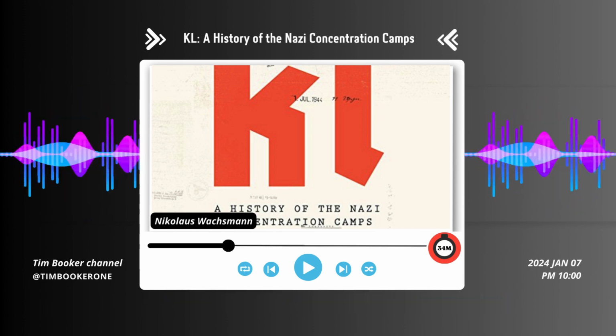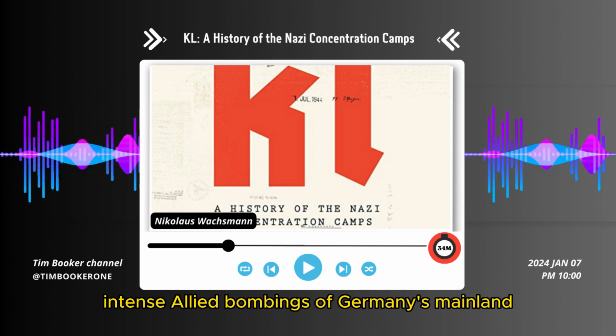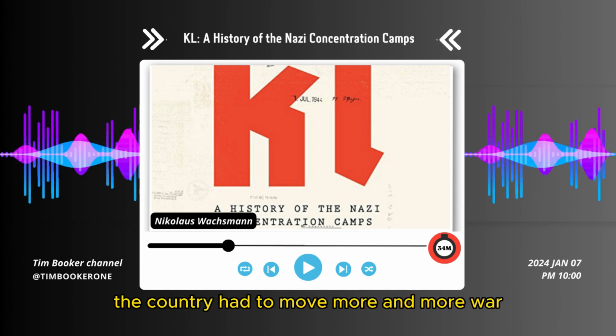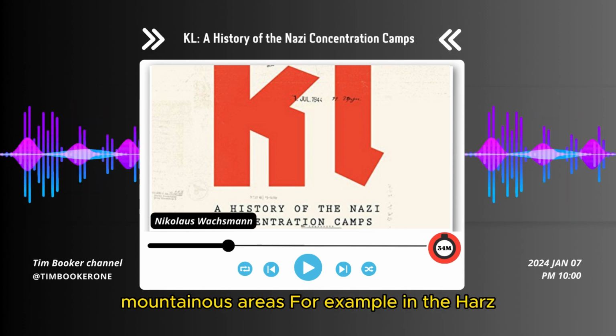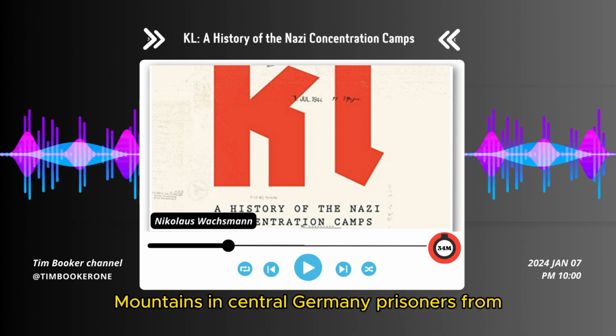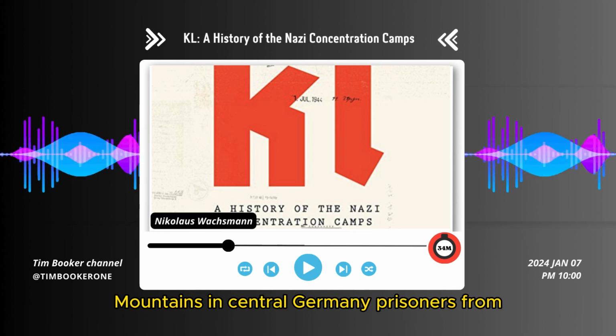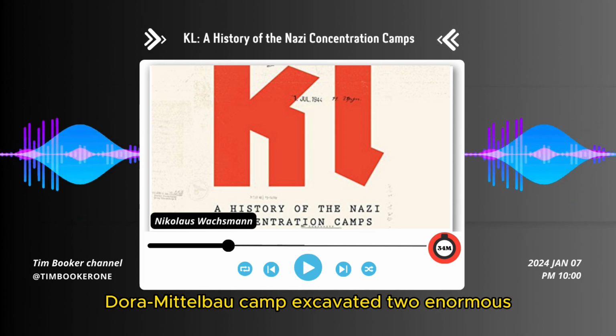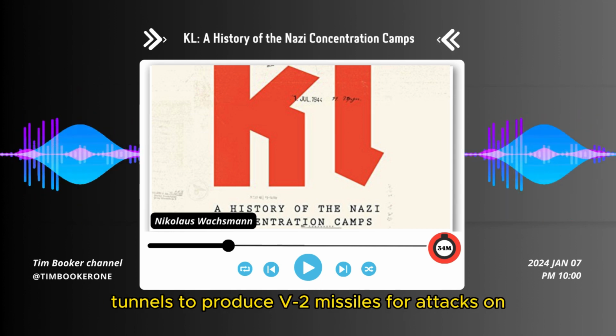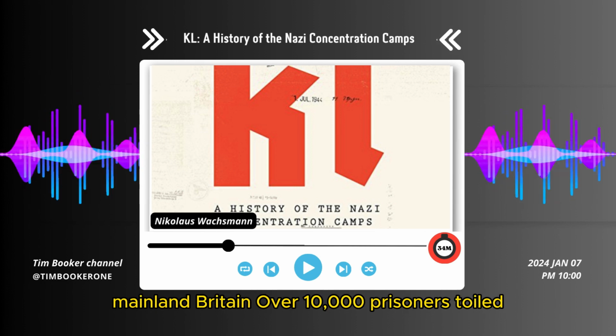Due to increasingly intense Allied bombings of Germany's mainland, the country had to move more and more war production lines to underground factories in mountainous areas. For example, in the Harz Mountains in central Germany, prisoners from Dora-Mittelbau camp excavated 2 enormous tunnels to produce V-2 missiles for attacks on mainland Britain.